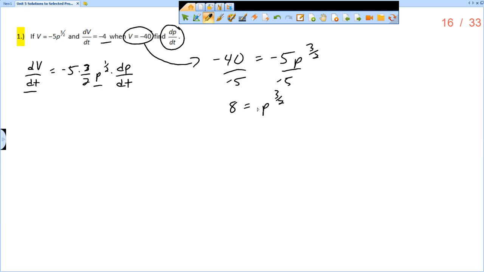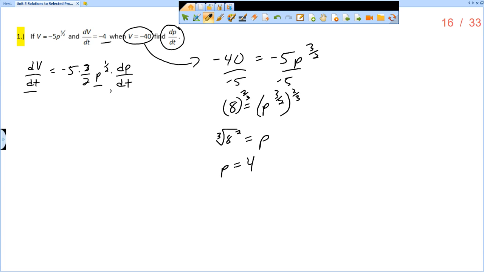So how do I get rid of the 3 halves power? Well, I'm going to raise each side to the 2/3 power. The reason we're doing that is because we would multiply these powers and we'd be left with p to the first. So 8 to the 2/3 power is the third root of 8 squared. I always do the root first, and the third root of 8 is 2. 2 squared is 4. So p is 4.